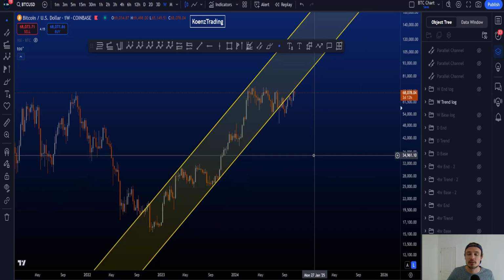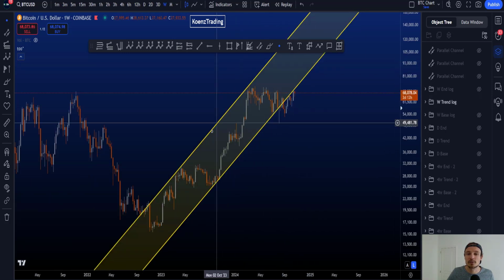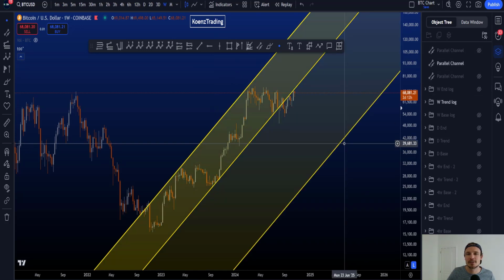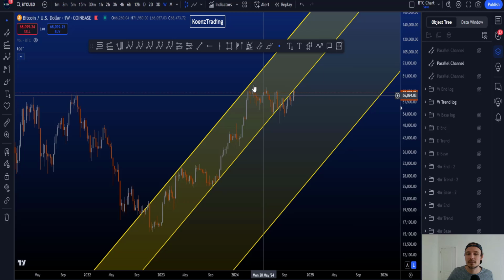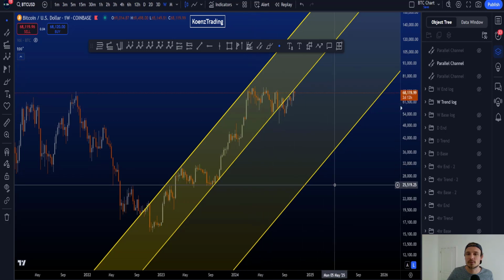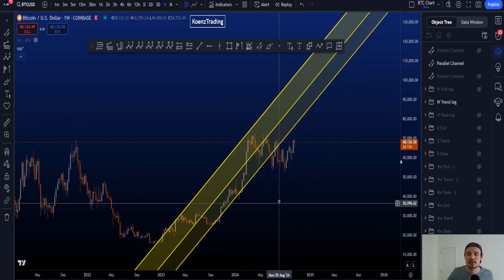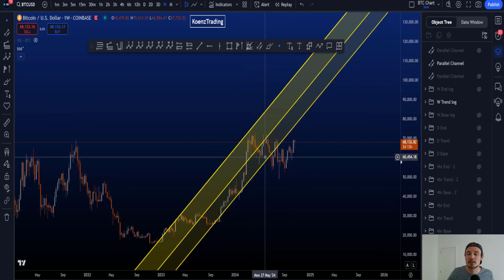If we then go back to the log scale, then this is the log scale trend channel, and this is the linear scale trend channel. And you can see there is a massive difference between the two when you are on the logarithmic scale. Once I go to the linear scale, the difference is smaller, but there is still a difference between the two channels.